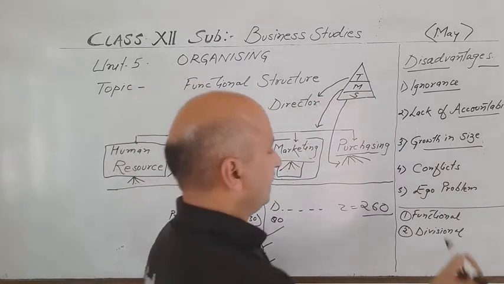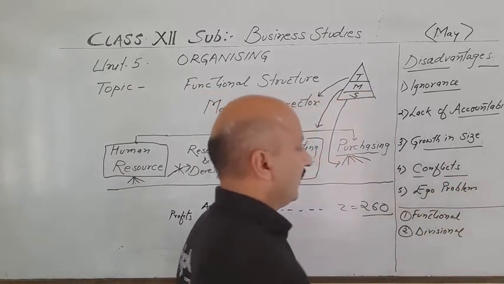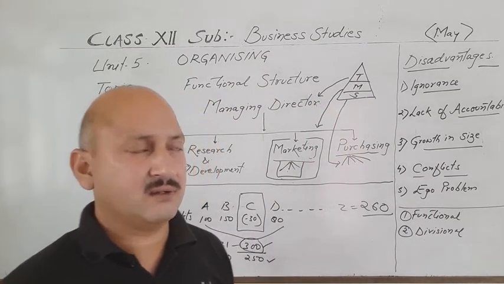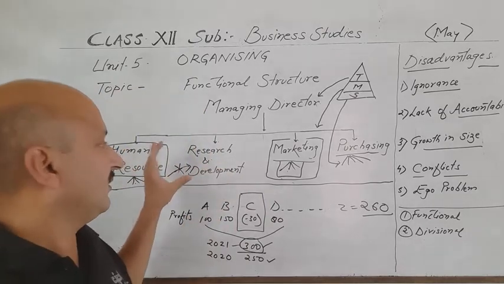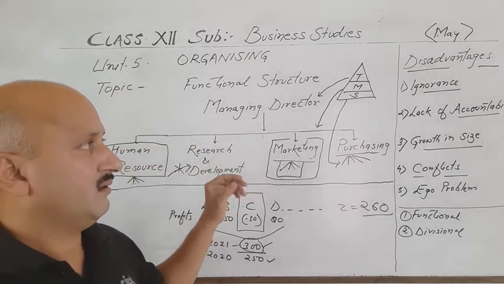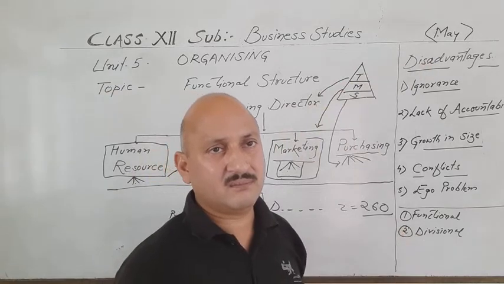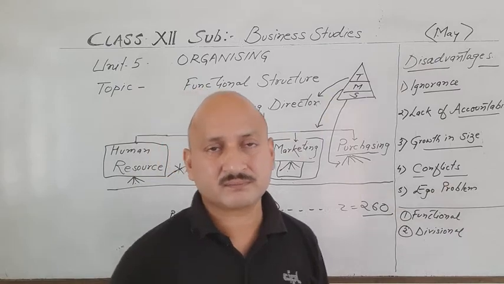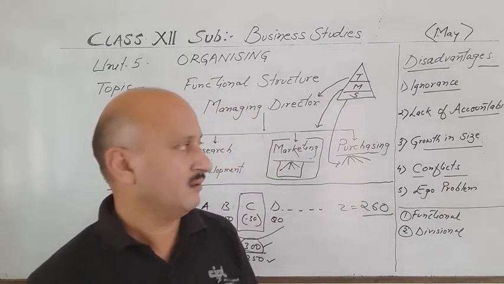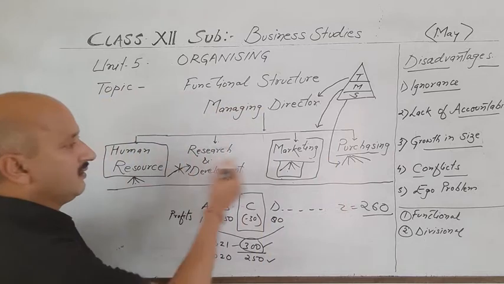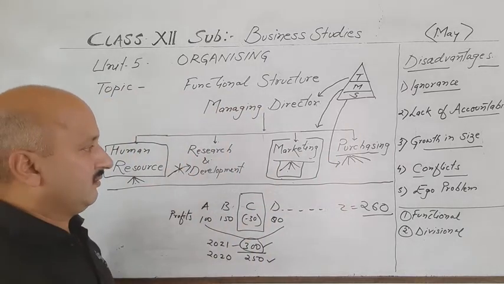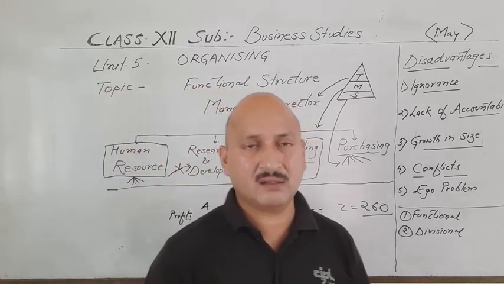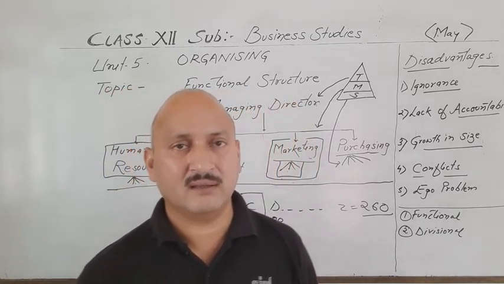Next one is conflicts. There may be a possibility of conflict of interest among the divisional, or we can say the functional heads. It may be possible, may not be. And the last one is ego problem. Ego problem means these functional heads are equally qualified and they may have a narrow perspective against each other. This will also harm the organization.